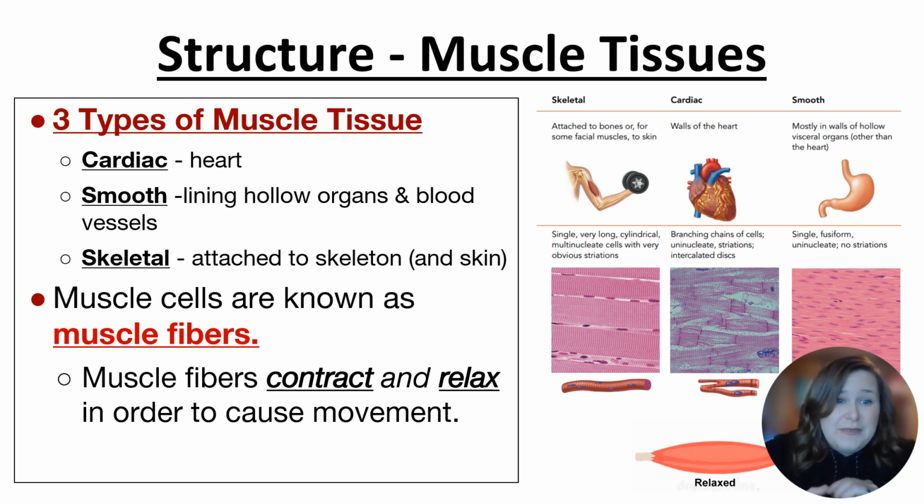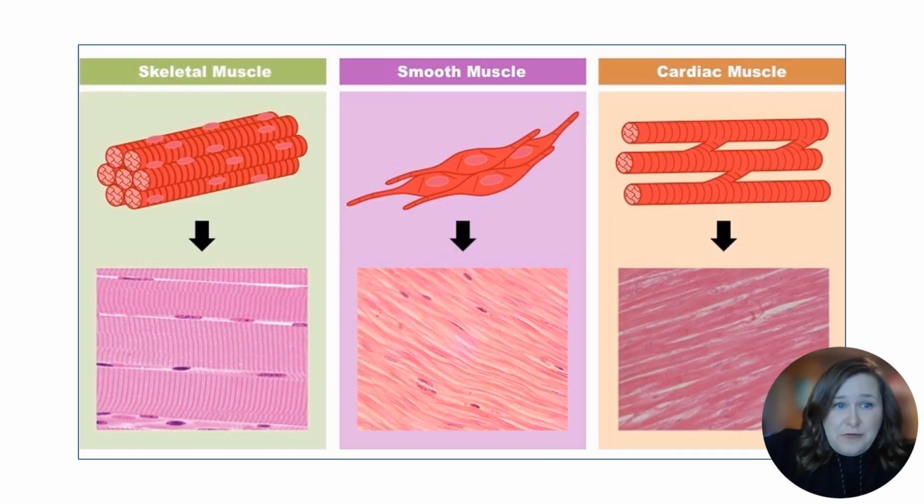We also have skeletal muscle. These are what we think of when we talk about muscles, right? Our skeletal muscles are going to be attached to the skeleton and the skin, and these are going to be our voluntary muscles that we're able to use to generate that movement and force. Muscle cells are known as muscle fibers, and muscle fibers contract and relax in order to cause movement.